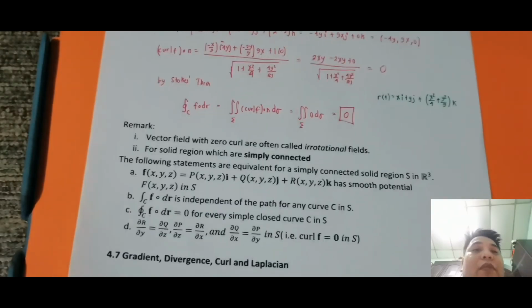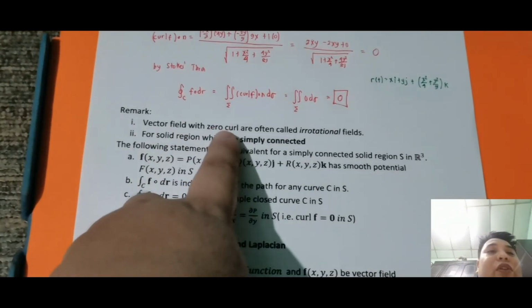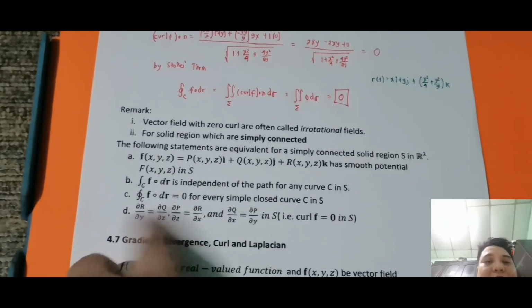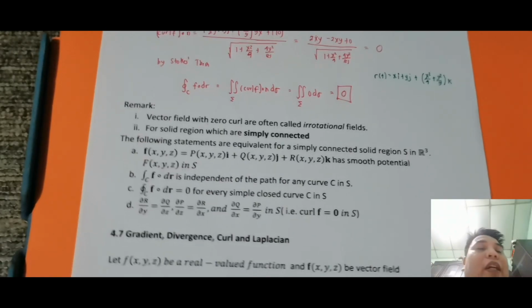Okay, so next is that the partial of R with respect to y is equal to partial of Q with respect to z, partial of P with respect to z is equal to partial of R with respect to x, partial of Q with respect to x is equal to partial of P with respect to y in S, and that is, curl of F is equal to 0 in S. So kunwari, pag alam mo na yung curl of F natin is 0, tama yan, meaning equal yung mga isa't isa na yan. Makikita mo naman sa formula.